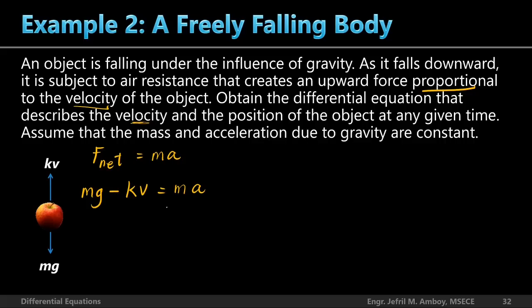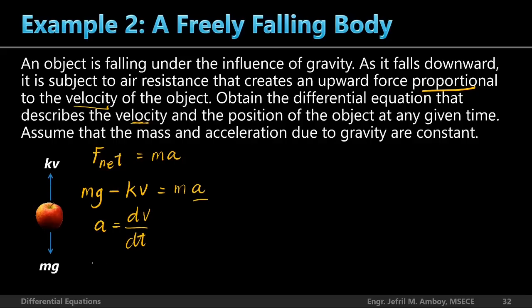So here our variable is v, but we have the quantity acceleration. In order to create a differential equation, we need to establish a relationship between the acceleration and the velocity. And we all know that the acceleration and the velocity are related by this kinematic differential equation, that the acceleration is the rate of change in the velocity. So therefore, I can replace this a with dv over dt.